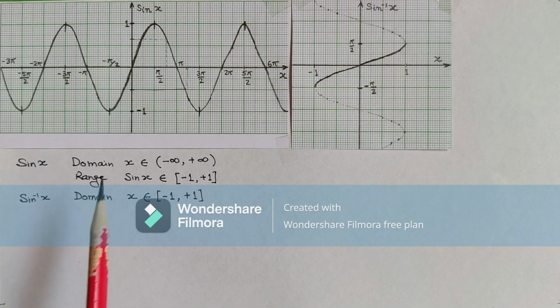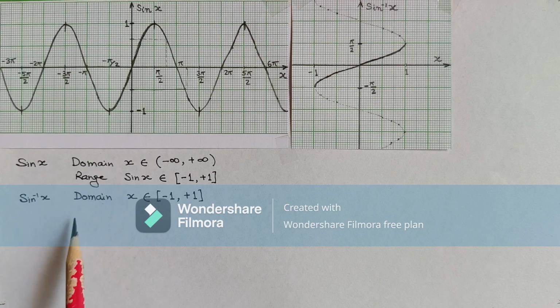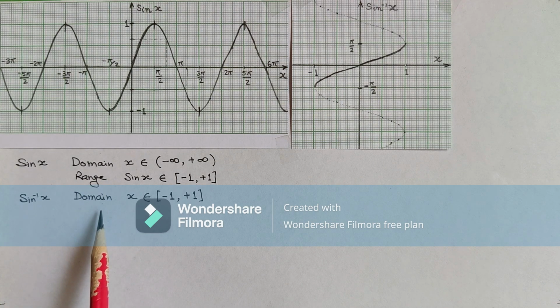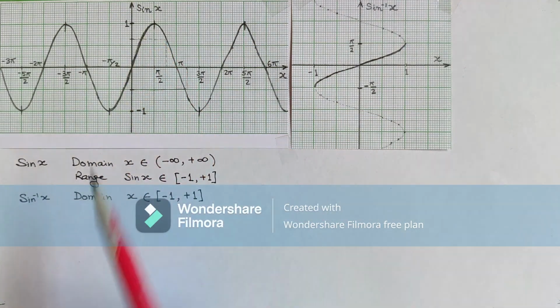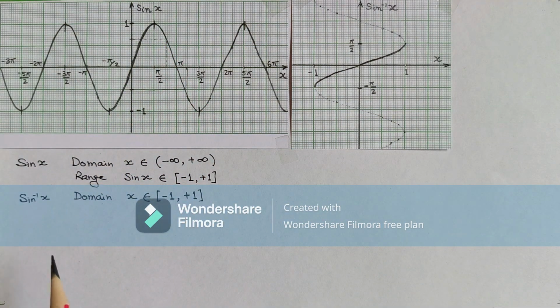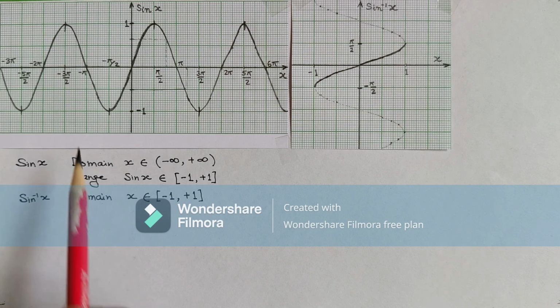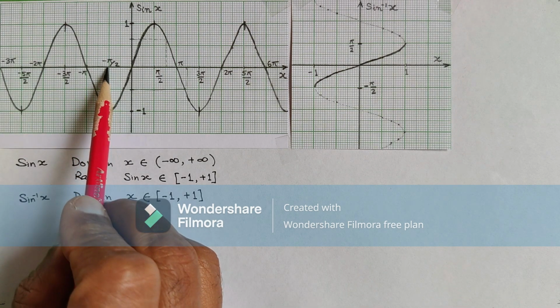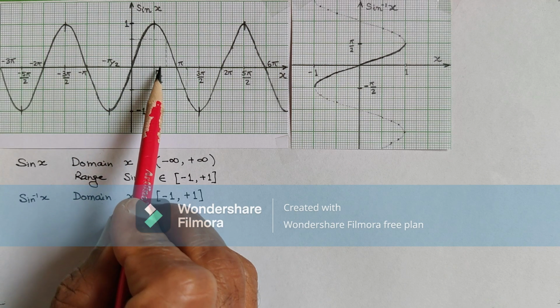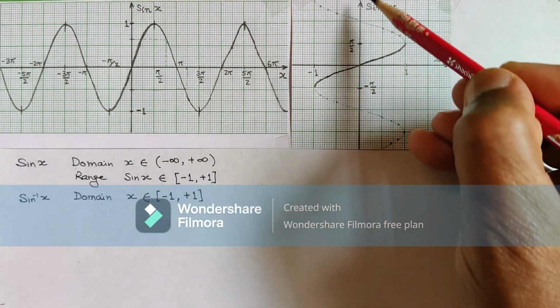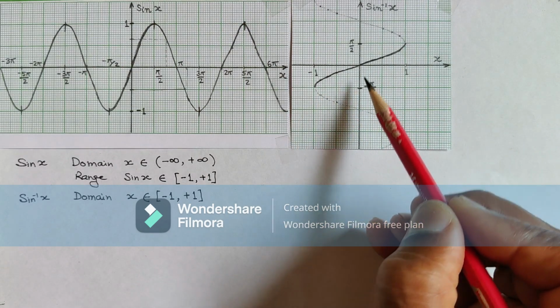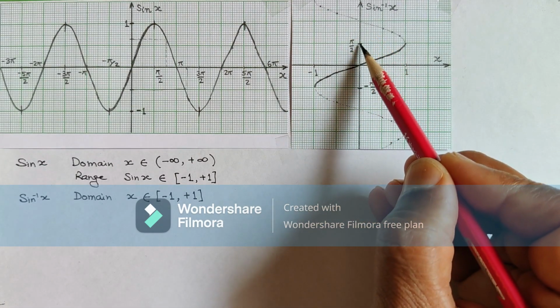Logically speaking, I would expect the domain of sine x would become the range of sine inverse, but because of this principal value range business, it doesn't happen, and the range remains restricted to minus pi by 2 to plus pi by 2. That is what is shown here, the range on the vertical axis, minus pi by 2 to plus pi by 2.